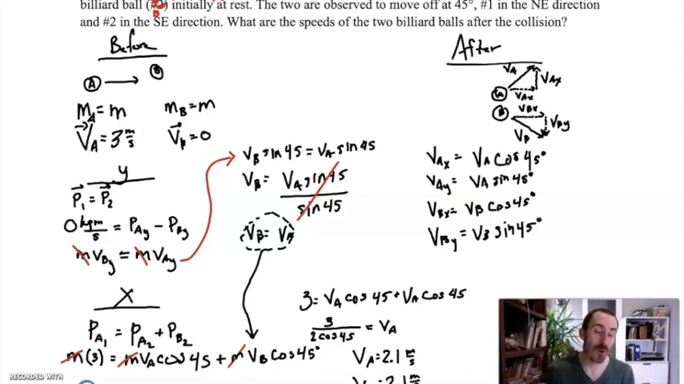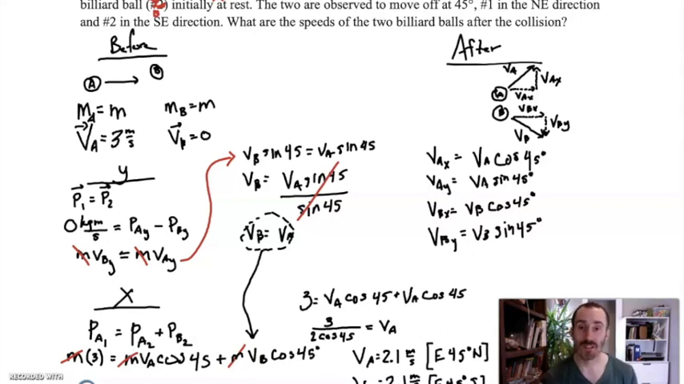Now, these are supposed to be velocities, so they should have directions on them as well. It tells us what the directions are in the question, so we don't really need to worry too much about that. But in case it really bothers you, VA is east, 45 degrees north. And VB is east, 45 degrees south. And that's the whole thing.